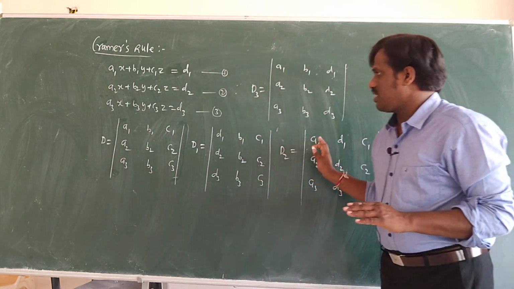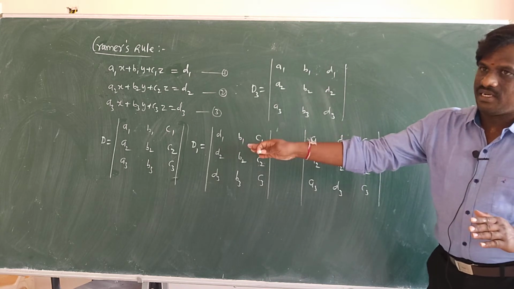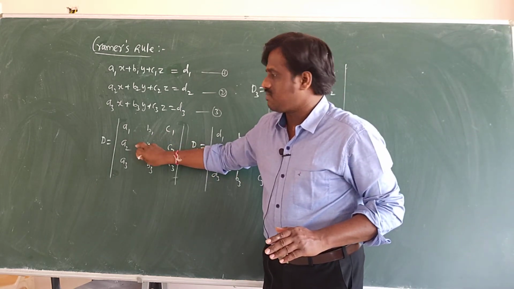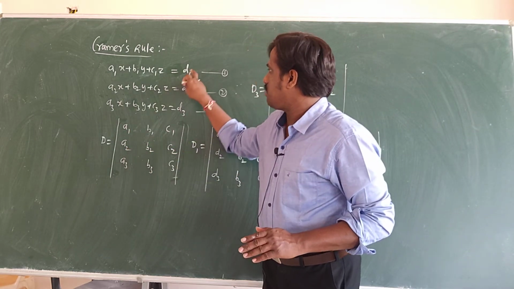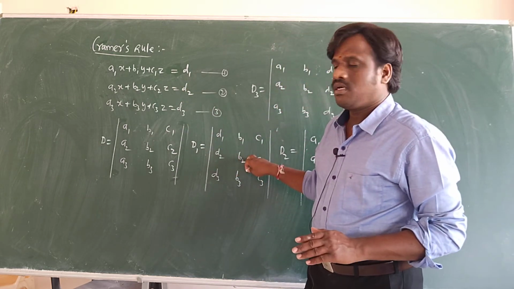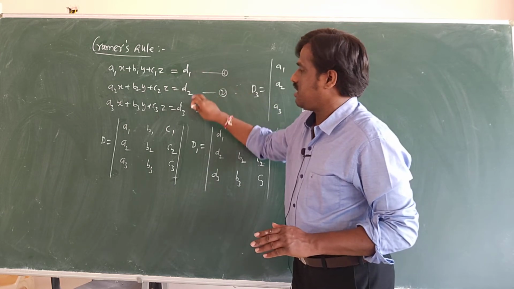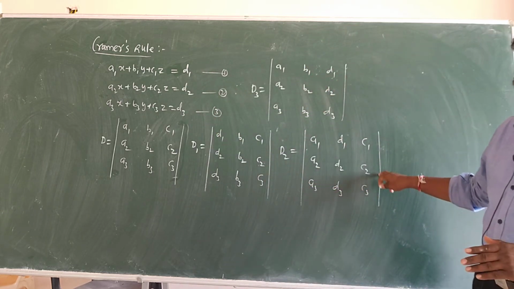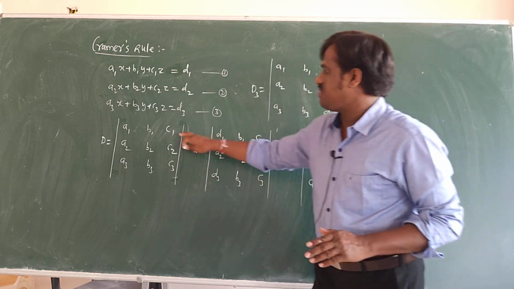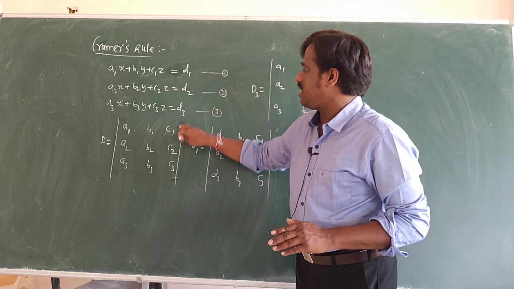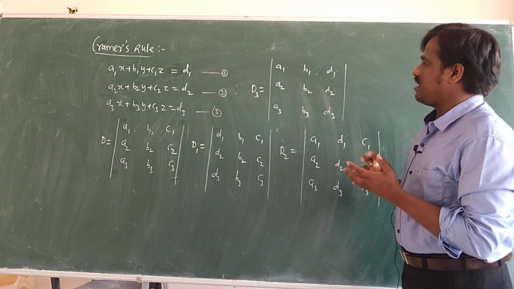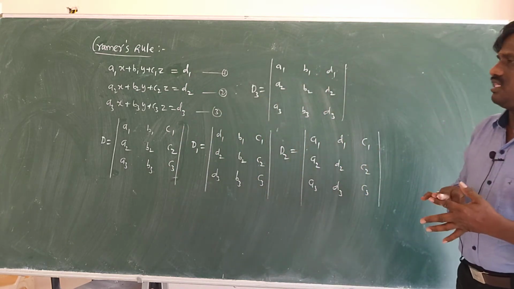Second, D2 is what here? The second column will be hidden, meaning in this matrix, you see this one, a1, a2, a3 is hidden by this in D1. And b1, b2, b3 are removed and replaced by d1, d2, d3 for D2. And for D3, c1, c2, c3 will be removed and replaced by this. So you will get D, D1, D2, D3.